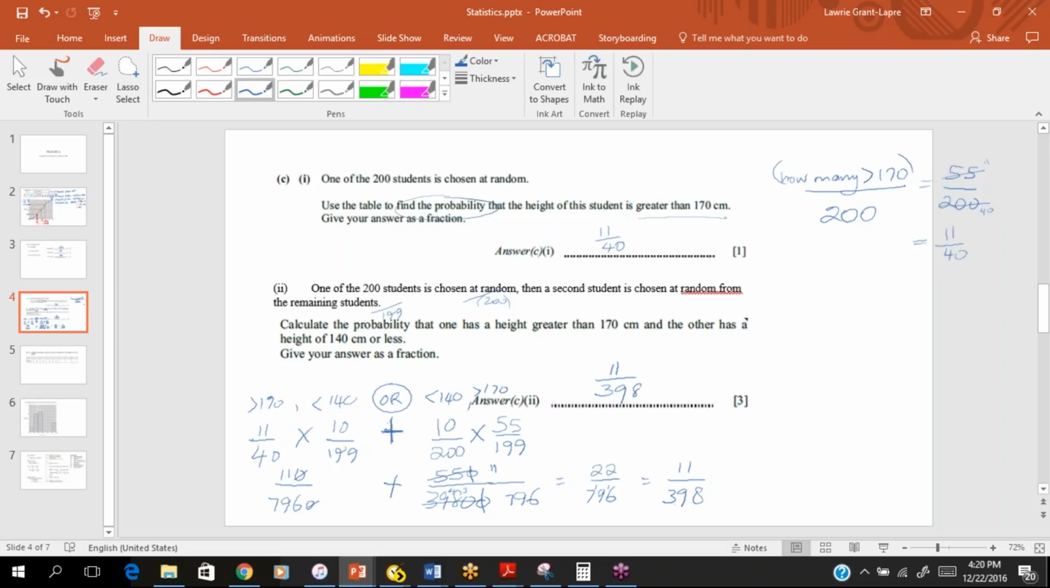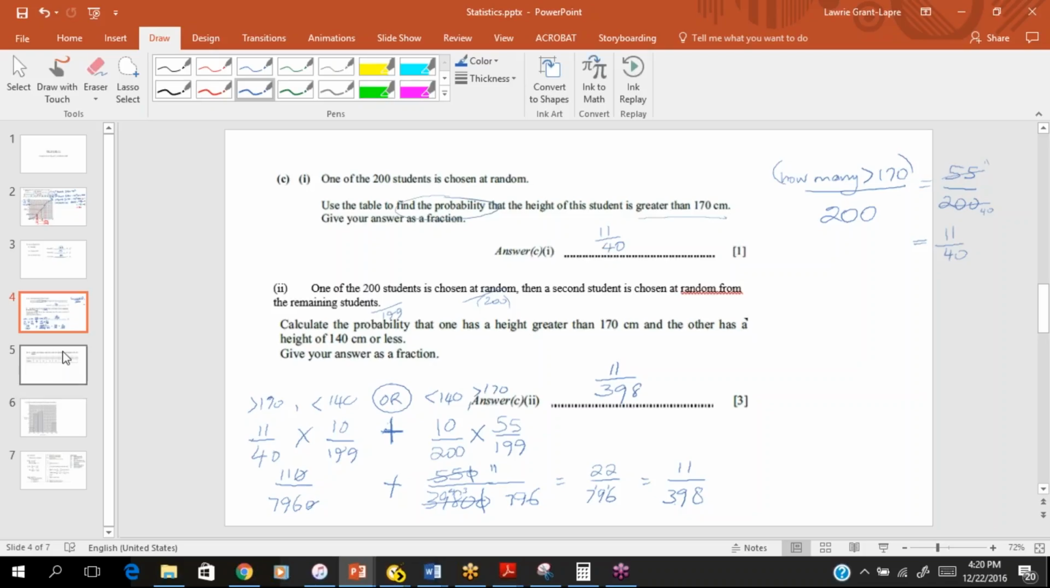So a little bit tricky, that question, because we've broken it up. It's the probability of greater than 170 and then less than 140, or less than 140, greater than 170. Notice they're both the same chances, and we double the original fraction to get our answer.